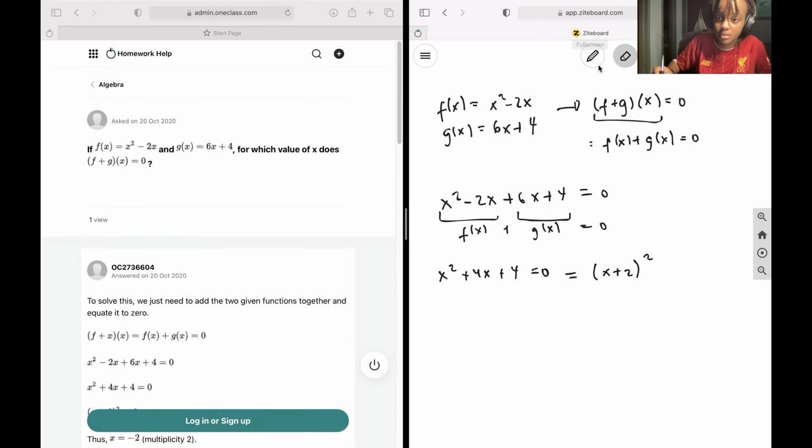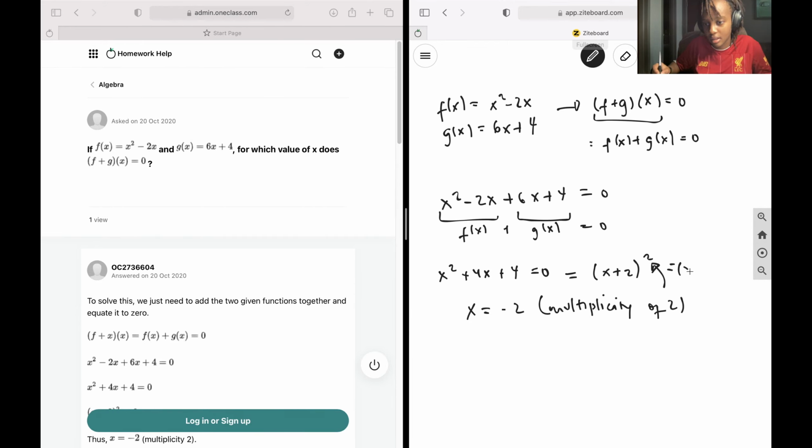Which means that we have one solution, and that is at x is equal to -2 with a multiplicity of 2. And that's because it's technically x plus 2 multiplied by x plus 2. That's our final answer.